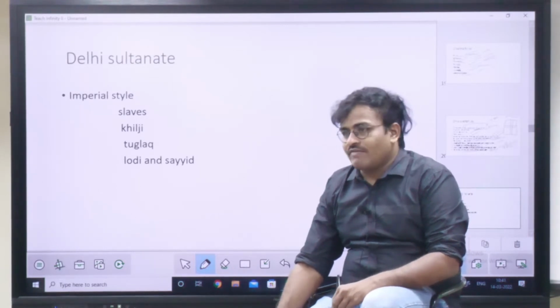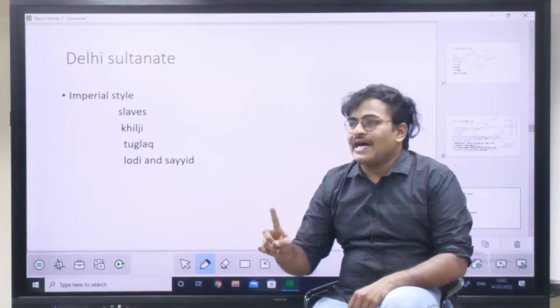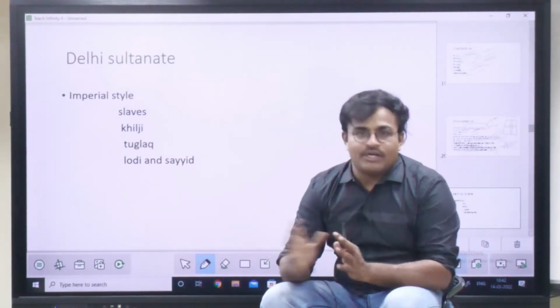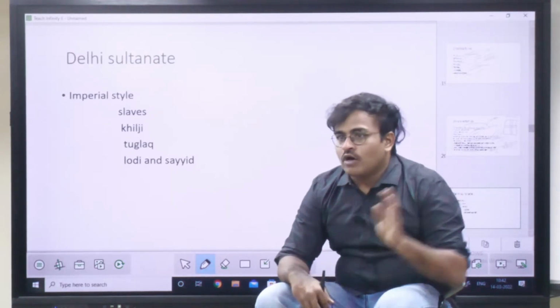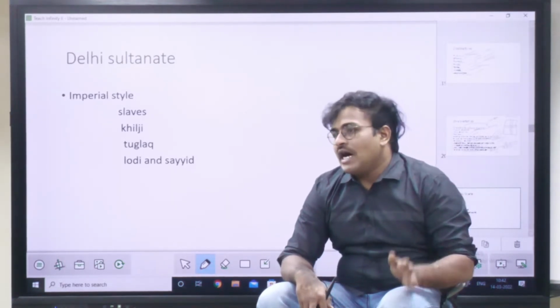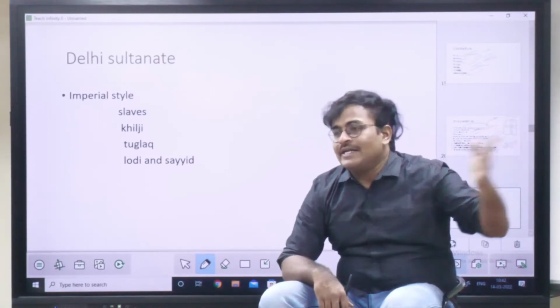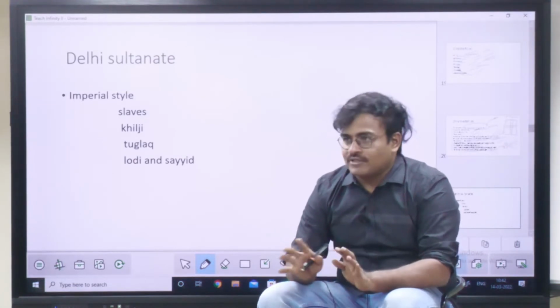Balban is the last slave dynasty ruler. Okay, so the last prominent one is Balban. From Qutbuddin Aibak to Balban's time, the slave dynasty, once they came into India, had their own idea of construction style, but they did not bring any major architects from Central Asia to India. Because they are a raiding tribe, they did not bring any architects back to India.